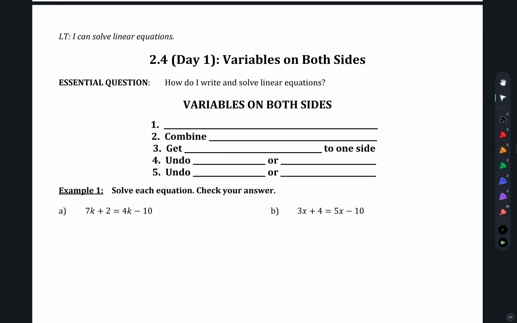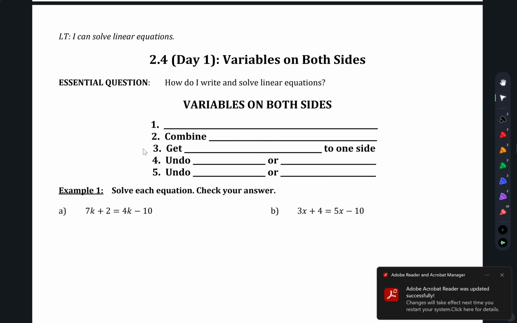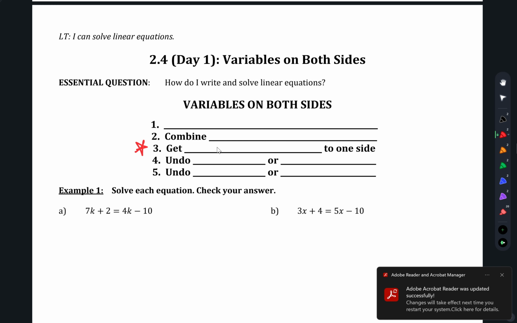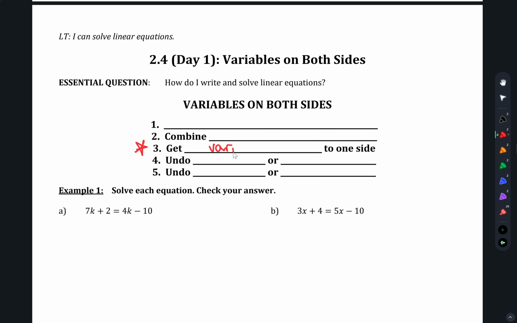Variables on both sides. The process that we're going to use here when I have variables on both sides of an equation is essentially the same exact thing that we were doing, except there's one step I'm going to insert into the middle. And that is step number 3, which is get the variables to one side. Other than that, though, they're the same exact steps that we've been doing.